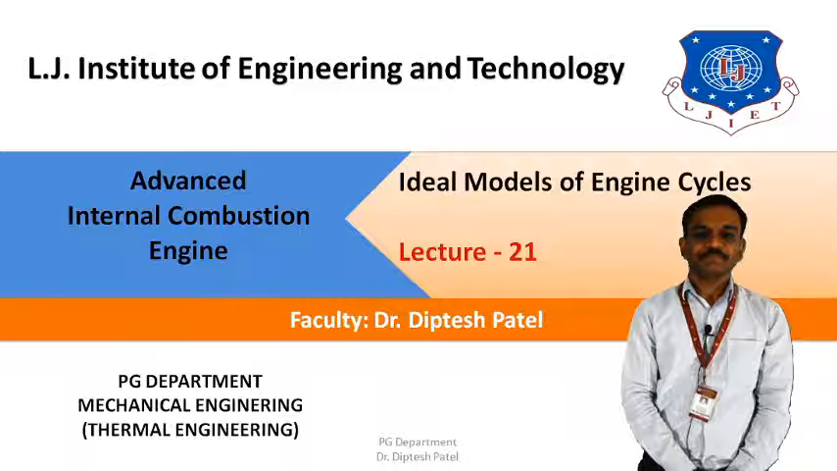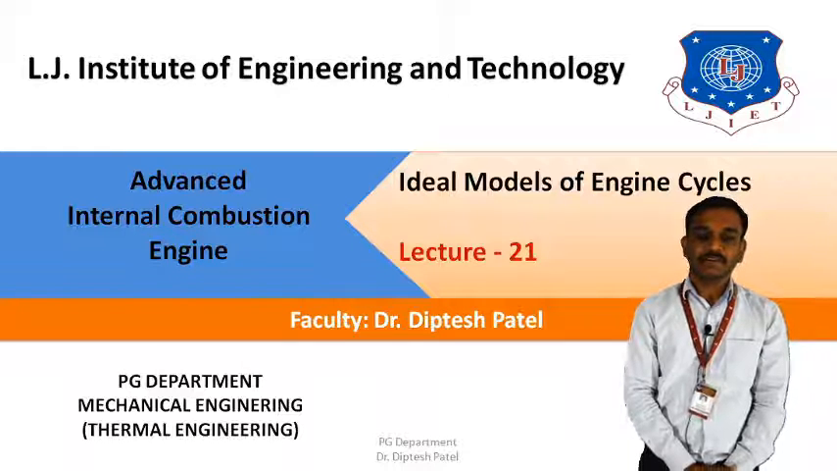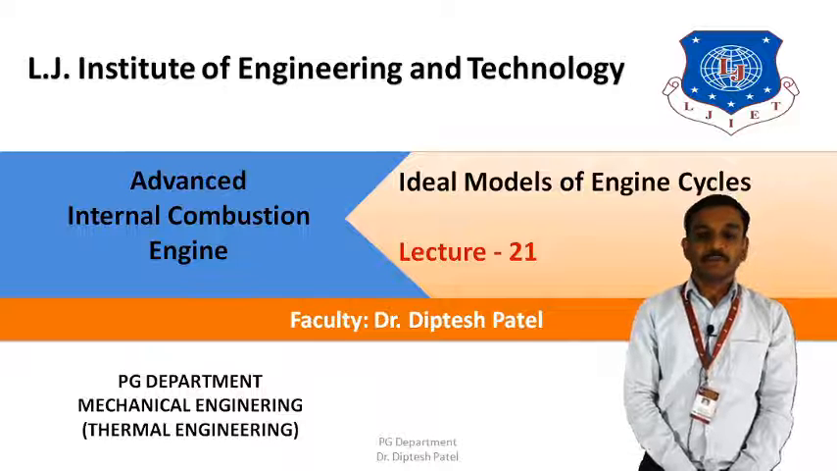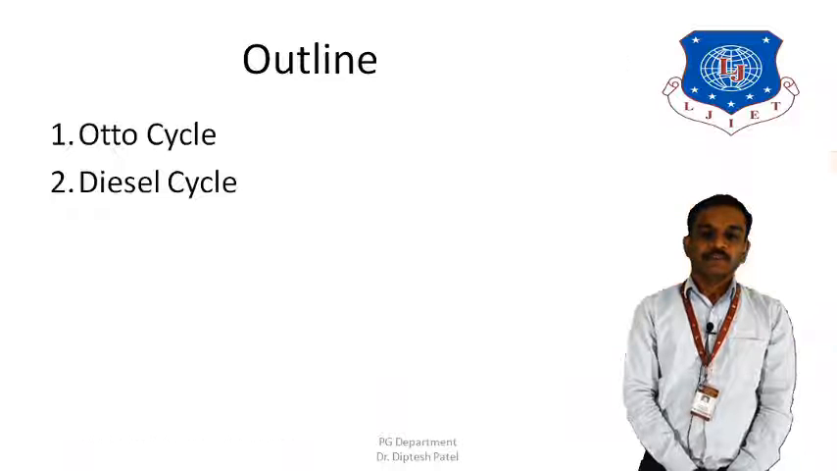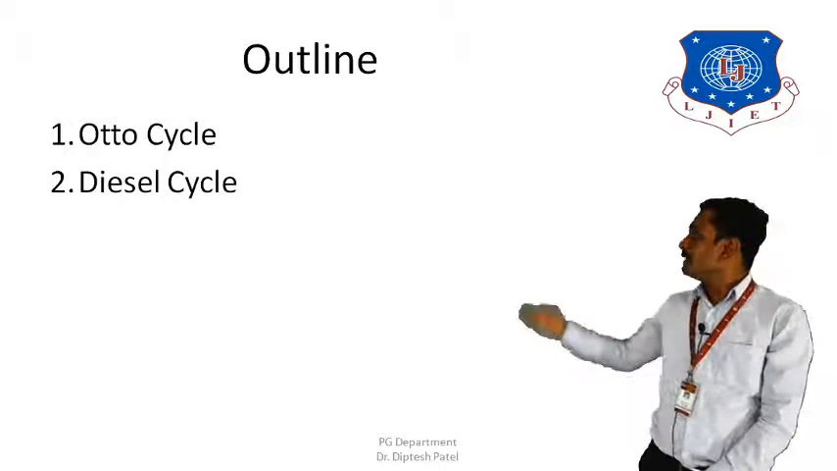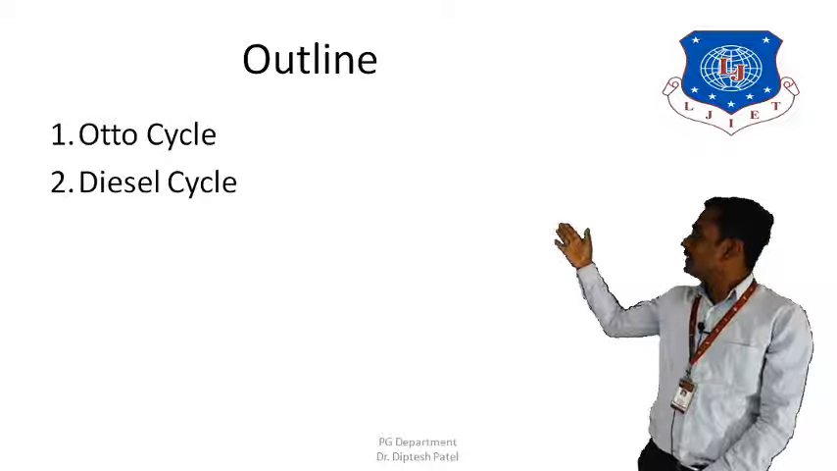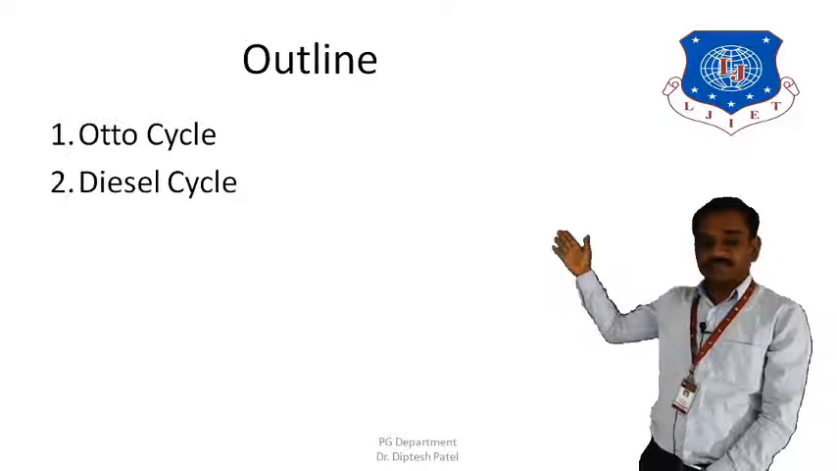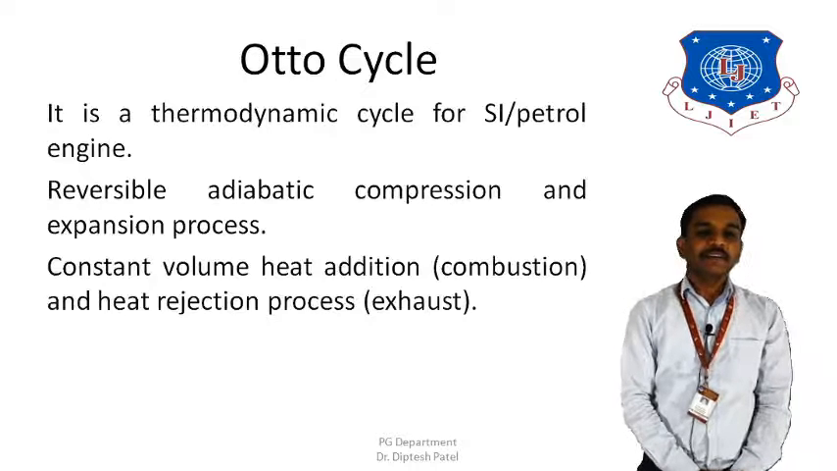For this video session, we are going to start a new chapter called ideal models of engine cycles, in which we are going to see the various different types of the models of the engine cycles. Those are considered as ideal models such as Otto cycle, diesel cycle, dual cycle. We are also going to see the actual models as well in this chapter. So particularly for this video session, we are going to see the ideal models of Otto cycle and the ideal model of diesel cycle. So let's start with the Otto cycle.